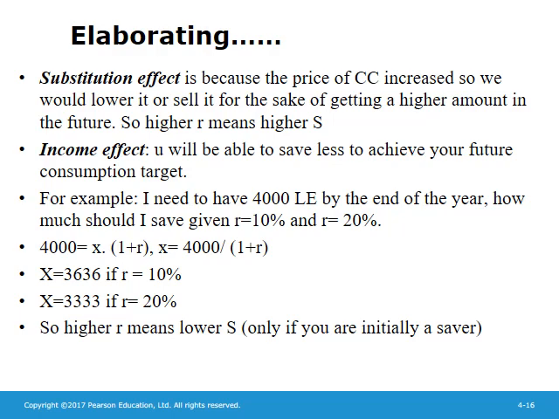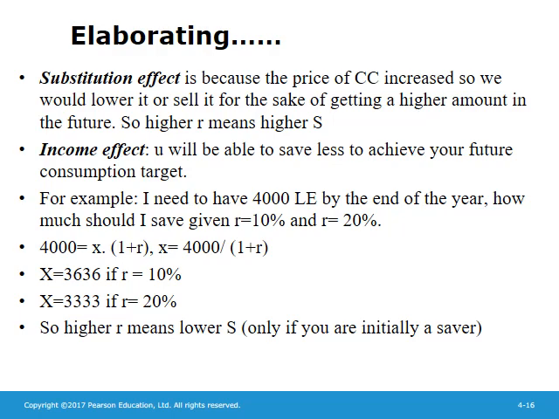So if we took an example, and I've added this example to the slides to make it more clear, if I need to have by the end of the year £4,000, for example, to buy anything that I want, how much should I save under two scenarios: if R is 10% and if R is 20%. So if you do some simple mathematics, the X is the amount that we want to calculate. So how much should I have now when R is 10% to reach this £4,000 target?